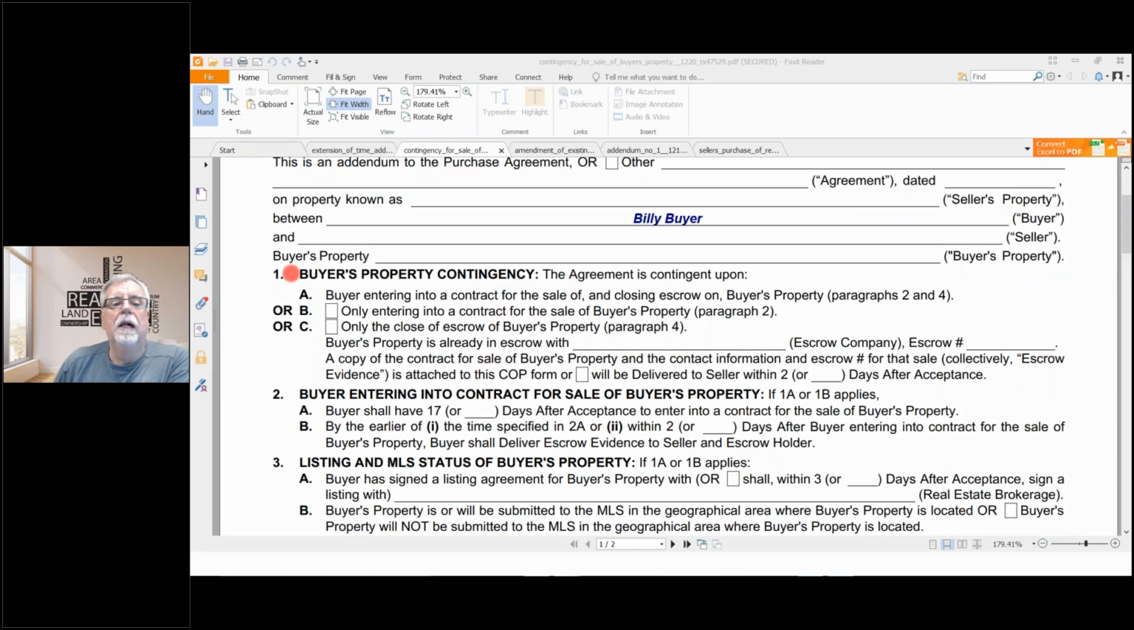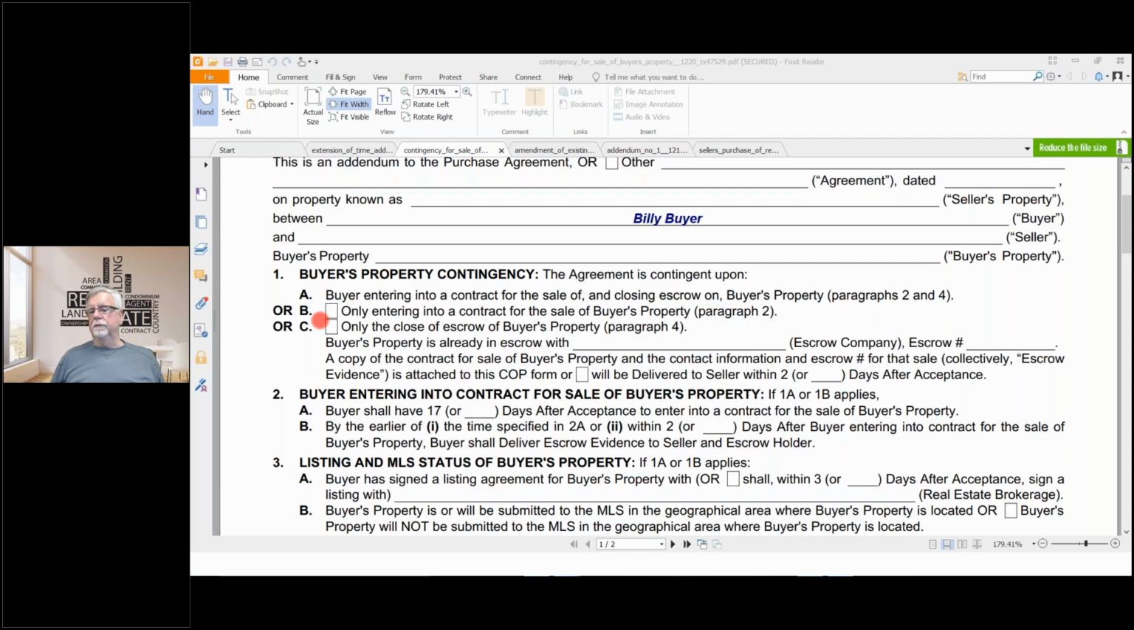Right, and the buyer, this agreement is contingent upon buyer entering into the contract for the sale of and closing on buyer's property. If that's all you've checked, this isn't so good, right? Because as you're going to see, we want to know, is it on the market already? Only entering into a contract for the sale of the property. Notice the difference between A and B. A says that it's contingent upon closing the other property. B says it's simply contingent upon getting in the contract.